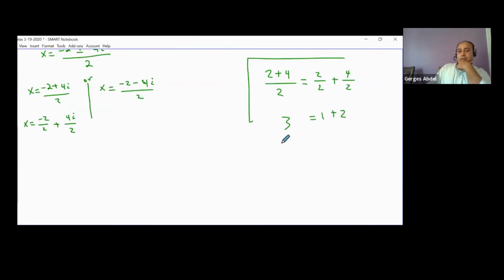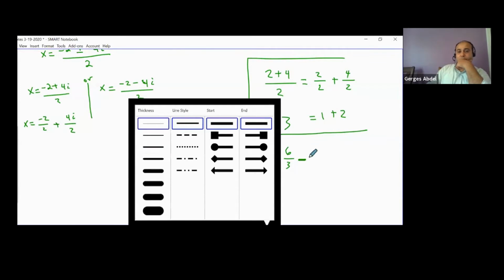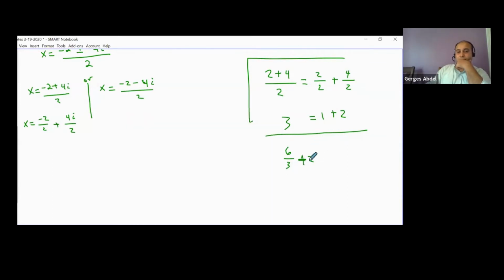Okay. Let me give you another example. If I got 6 over 3 plus 9 over 3, equals what? To solve this one, basically you have the same common denominator. You keep the 3 down here, and you put 6 plus 9 on top. If you want to look at it backward, 6 plus 9 over 3 is the same as 6 over 3 plus 9 over 3.